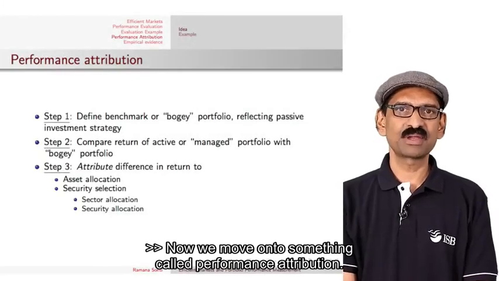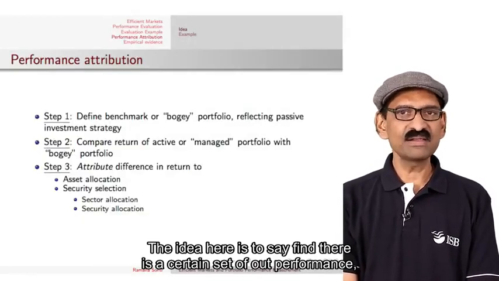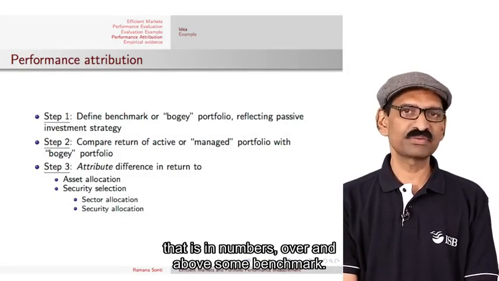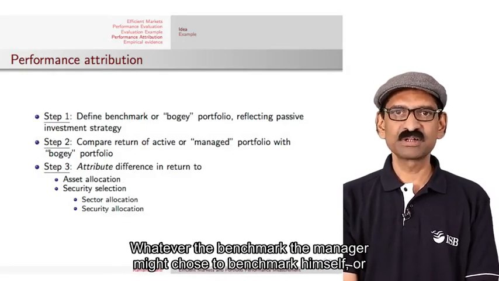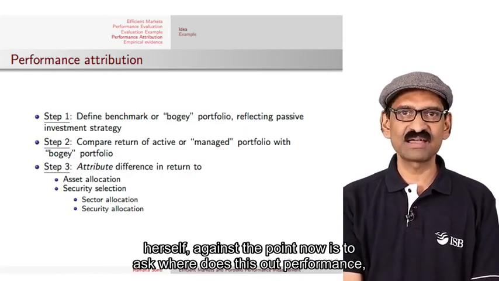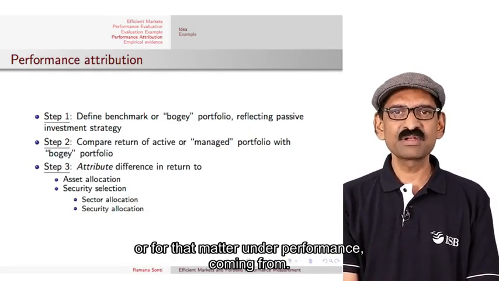Now we move on to something called performance attribution. The idea here is to say, find there is a certain set of outperformance, that is in numbers, over and above some benchmark, whatever benchmark the manager might choose to benchmark himself or herself against. The point now is to ask, where is this outperformance, or for that matter underperformance, coming from?